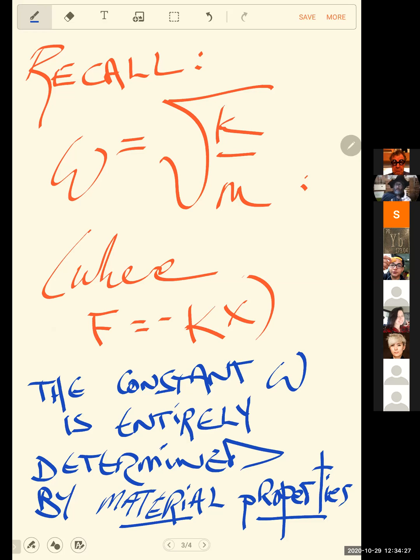Now I say, well, if that's true, and if k is the same thing, k is just angular ticking rate in space rather than time, omega and k are determined by material. So the constant.